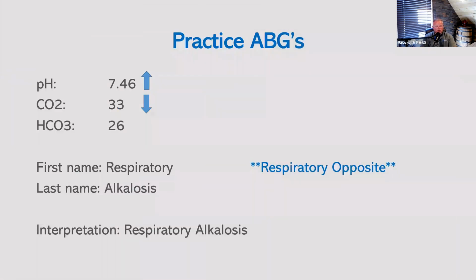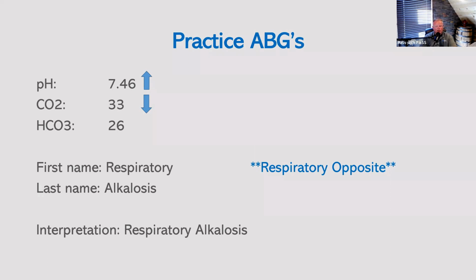And then we look at this one. We have a pH of 7.46, so that is too high. We know that that is telling me that we have an alkalotic state. We have a CO2 of 33, so that is too low. So I have a pH that is high, and my respiratory component is opposite. It is too low. We know now that this is a respiratory alkalosis. And hopefully that makes sense to you all.